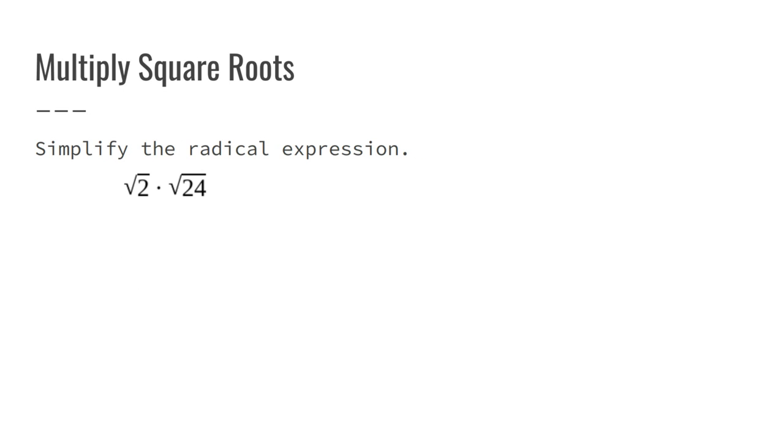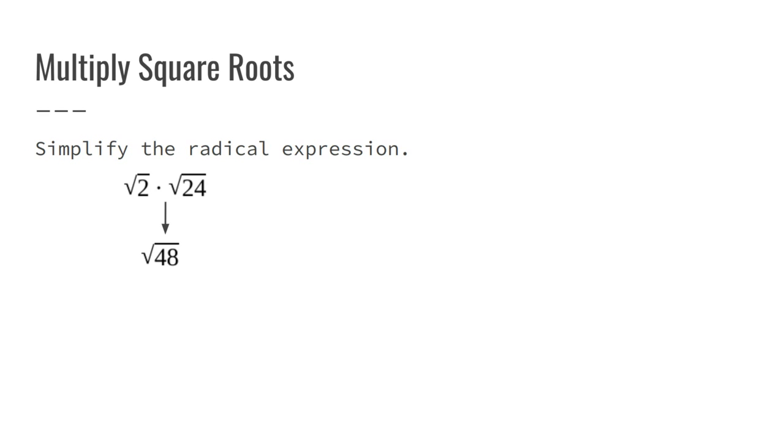So now we're going to be multiplying our square roots. When you're multiplying your square roots, we're really putting them together. So the first part that I taught you is breaking them apart. Now we're working backwards and putting them together. So I'm going to go ahead and multiply the 2 and 24 and keep it under the radical. When I do that, I'll get the square root of 48.